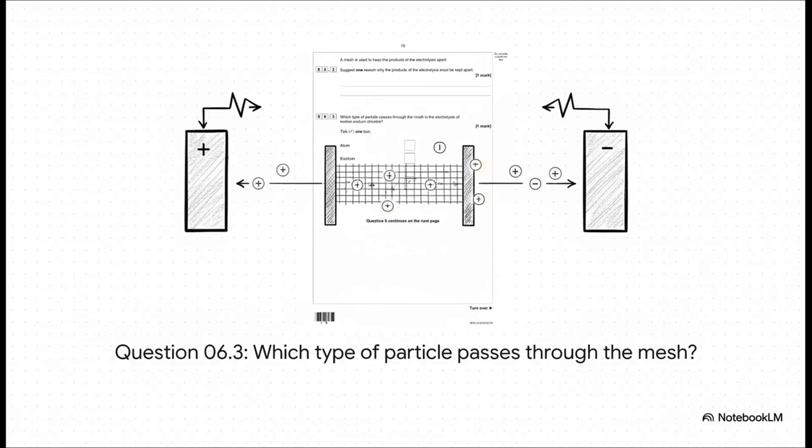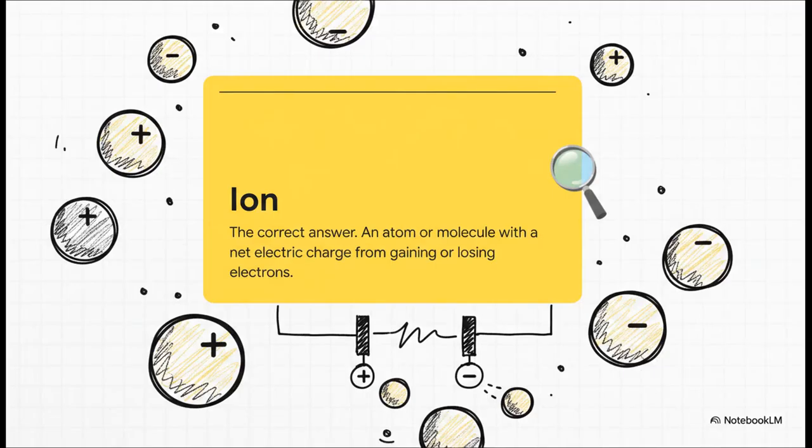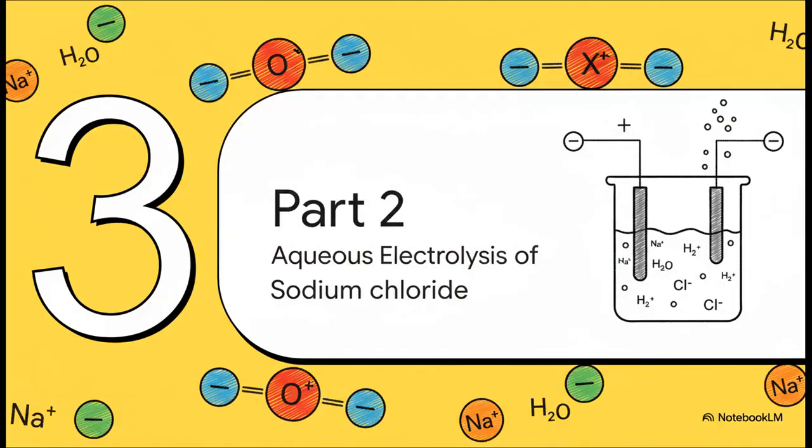So the next question is, what's actually moving through that mesh? I mean, for the whole electrical circuit to even work, something charged has to be able to move between the electrodes to carry the current. So, what is it? And the magic word that gets you the mark is ion. Yep, it's those sodium ions and chloride ions floating around in the molten liquid. They're the ones that are free to move, carry that charge, and keep the electricity flowing. Simple as that.